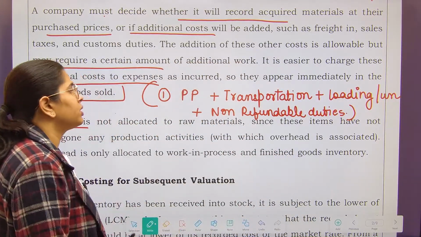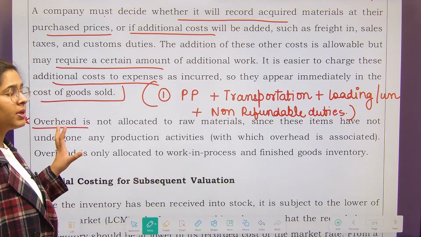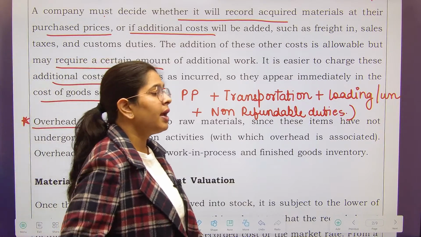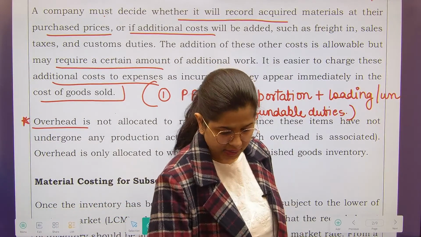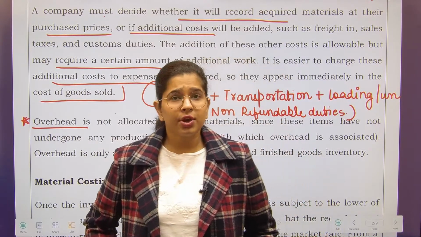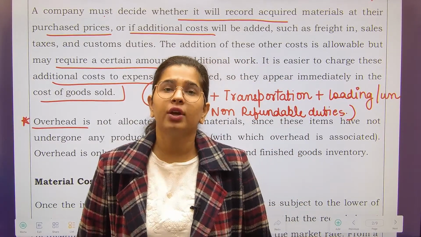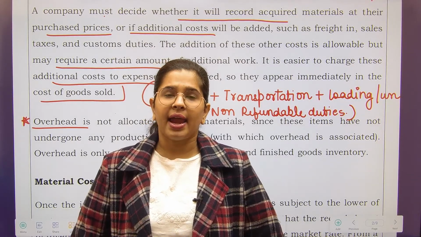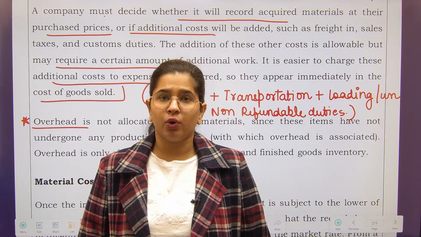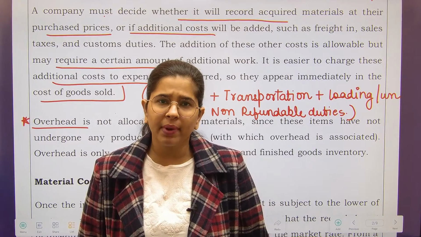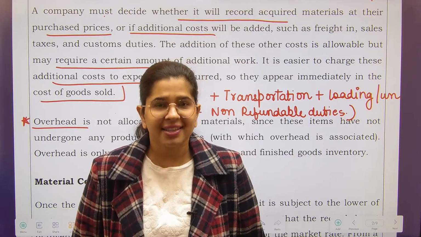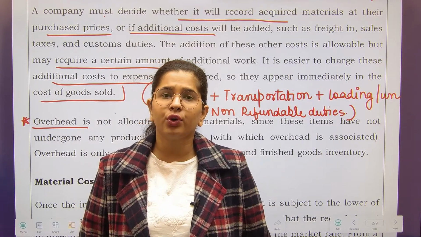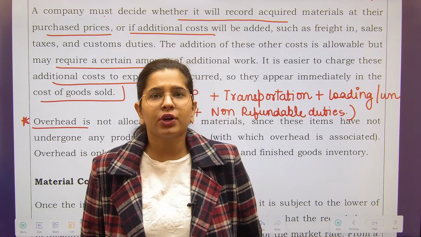Now the next very important thing over here is, in case of raw material, overheads are not allocated. Why not allocated? Because the cost of inventory says that you should include all those costs which you have incurred in order to bring the inventory to its present status and location. But you have not performed any activity on the raw material. That is the work of your supplier. You just have transported it and brought it to your location. That's it. That much work you have done.